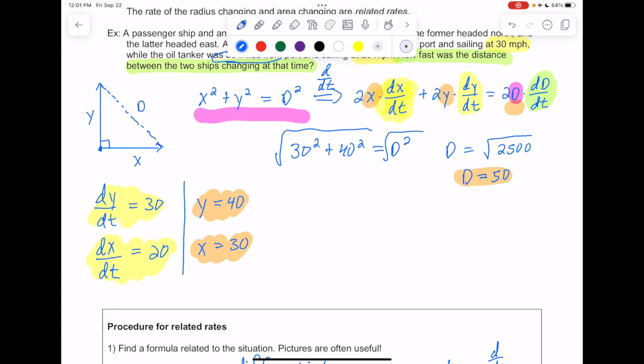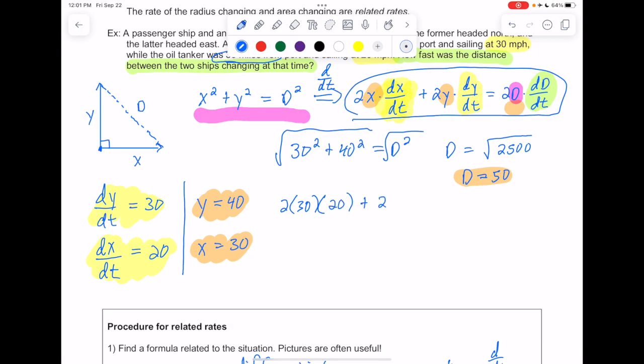So let's do that. I'm taking this equation right here and just going from left to right, plugging in all the different things we know. So we have 2 times x, which would be 2 times 30 times dx/dt, which was 20, plus 2 times y, and the y is 40, times dy/dt, and that's 30, is equal to 2 times capital D, which we now know is 50, times dD/dt, which we do not know. But that's the only piece we don't know.